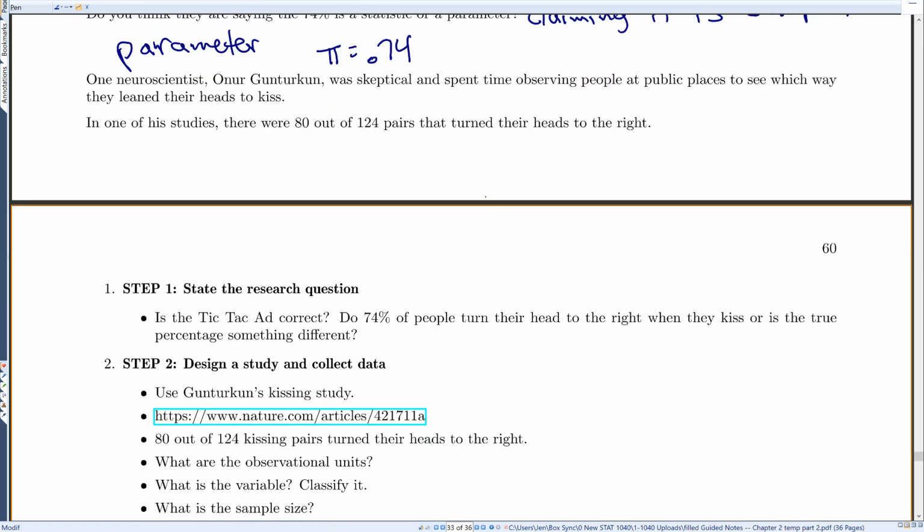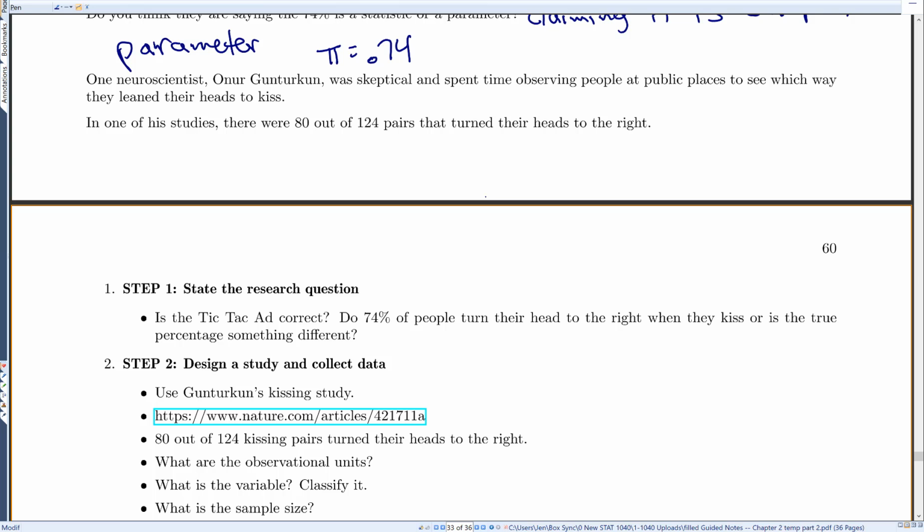Okay, so let's go through all of our steps. Step 1 is to state the research question. Is the Tic Tac ad correct? Do 74% of people turn their head to the right when they kiss? Or is the true percentage something different? That's what we're trying to figure out. So we're going to design a study and collect data. We're just going to use his study. You can read the article there if you really want. He found that 80 out of 124 kissing pairs turned their head to the right.